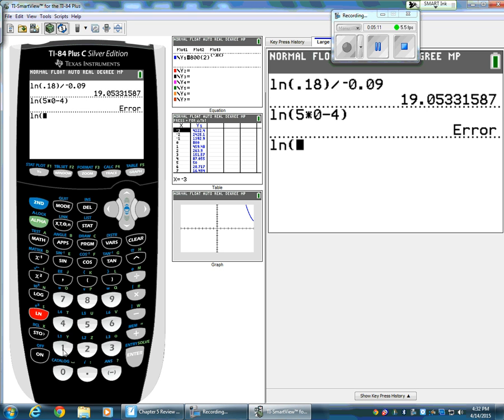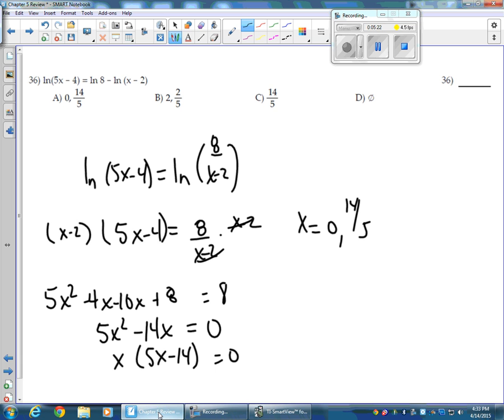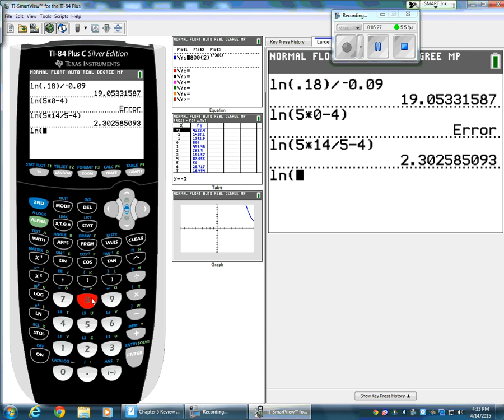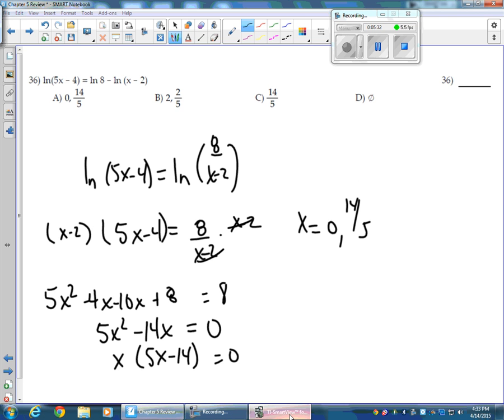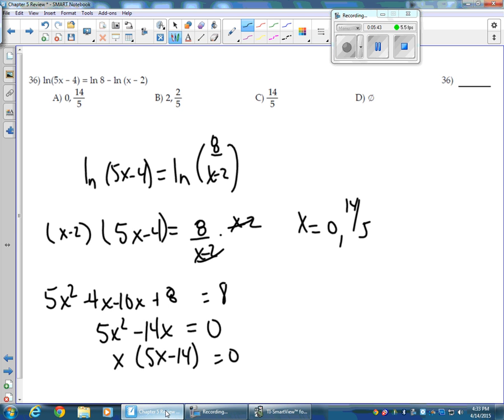Natural log of 5 times 14/5 minus 4. And that gives me 2.3, and it goes on. And on the right side, I'd have natural log of 8 minus natural log of, it's supposed to be x minus 2. So that'd be 14/5 minus 2. And I get the exact same thing. So 14/5 works, and that's the only thing that works. The 0 did not work in this particular problem because it would make it a negative in here.